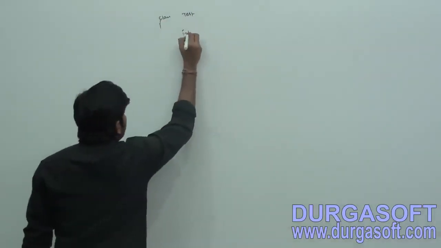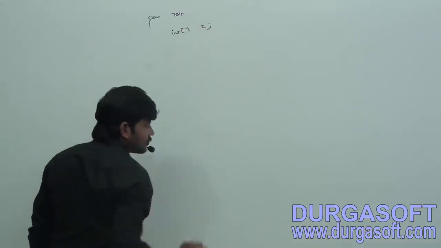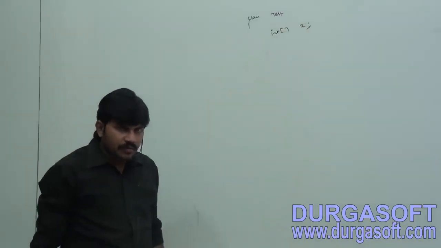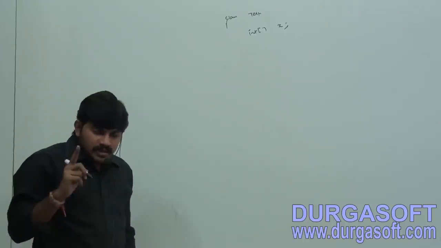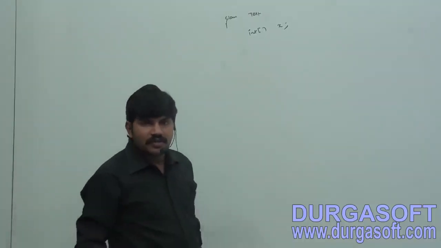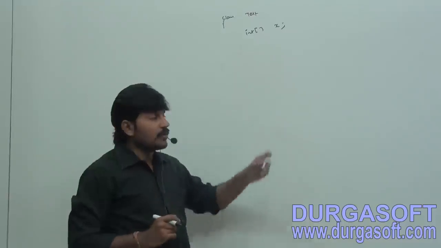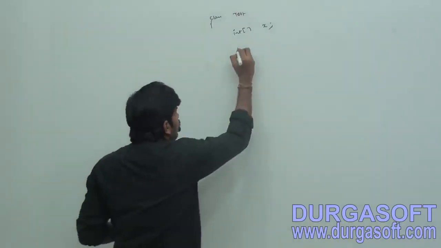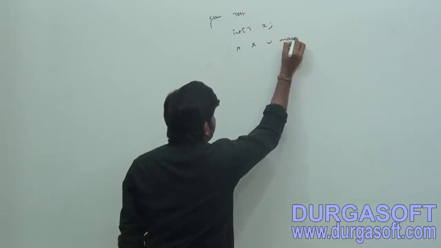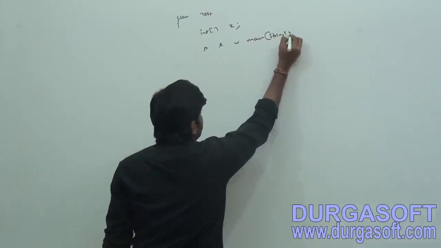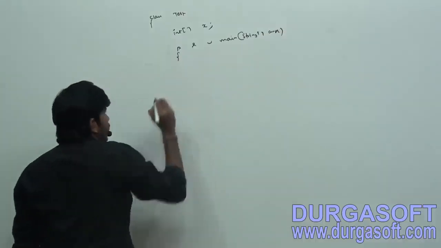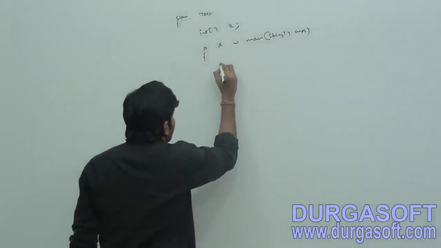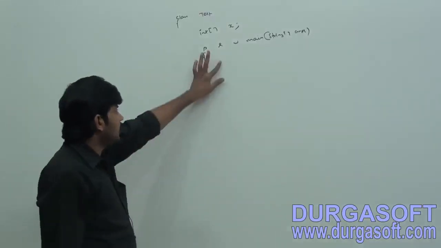Here, int array x. Can you tell, is it an instance variable, static variable or local variable? Instance. Is it a primitive variable or reference variable? Reference variable, because x is an array reference. Array is an object, that's why it is a reference. Public static void main method, String array args. Here I am taking int array x.